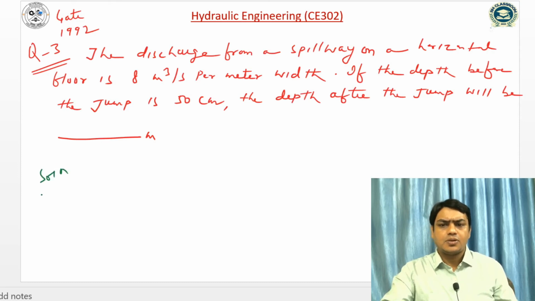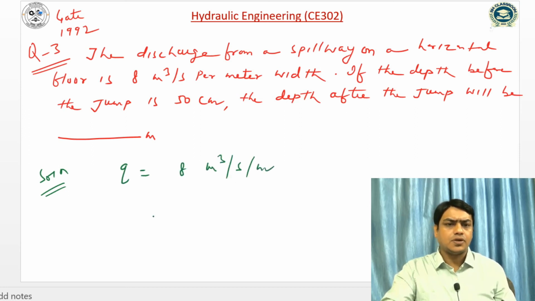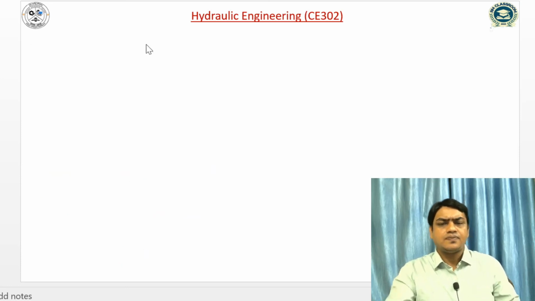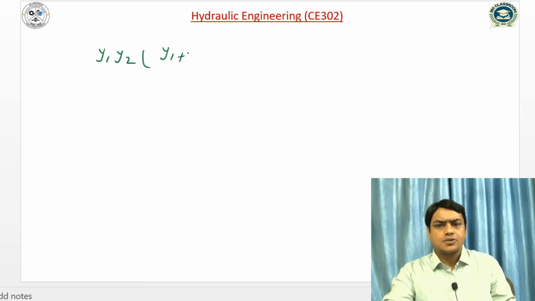Let us take another problem. The discharge from a spillway on a horizontal floor is 8 meter cube per second per meter width. Small q is given, that is 8 meter cube per second per meter width. If the depth before the jump is 50 centimeter, what will be the depth after the jump? So we have the relation y1 y2 into y1 plus y2 by 2 is equal to q square by g.